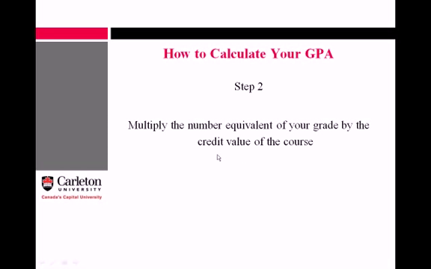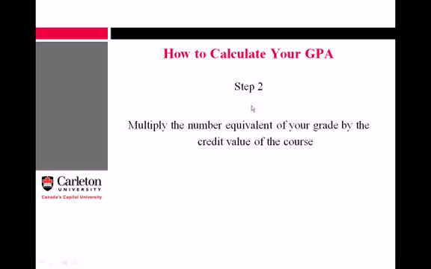When I say credit value, I mean every course has its own particular credit value. Usually courses that last 1 semester are worth 0.5 credits, whereas courses that are 2 semesters in length, for example the fall and winter semesters, are usually 1.0 credits. You can find this information about your specific courses in the undergraduate calendar, and usually even in the course syllabus, which the professor provides at the beginning of the course. So that's where you find the credit value.